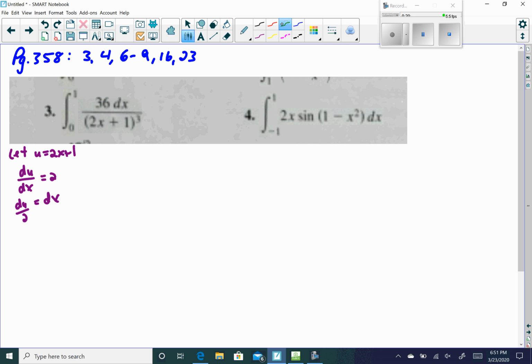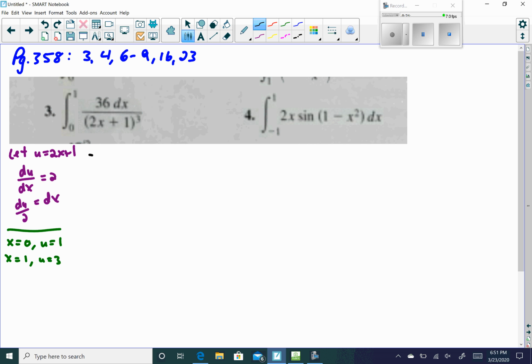So now my integral, and it depends on what you want to do. If you want to leave it from 0 to 1, that's fine. You have that choice. Or you could change the values. I'm actually going to change the values here. So when x equals 0, u is going to equal 2x plus 1, so u is going to equal 1. And when x is 1, u is going to equal 2 times 1 plus 1, so u is going to equal 3. So I'm going to go ahead and do that whole substitution here.